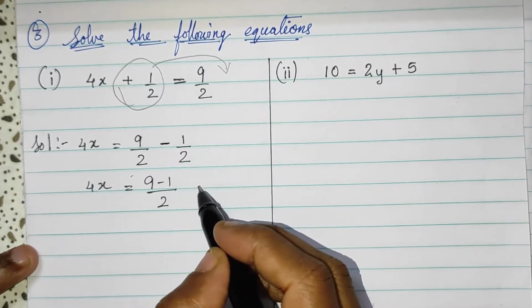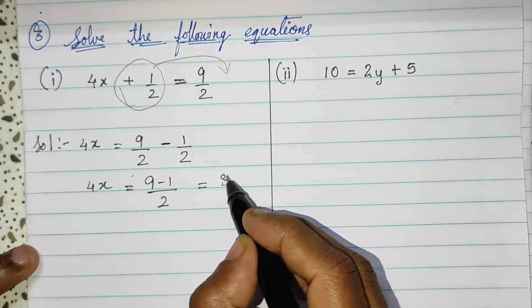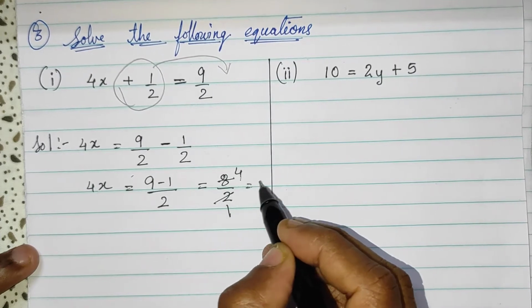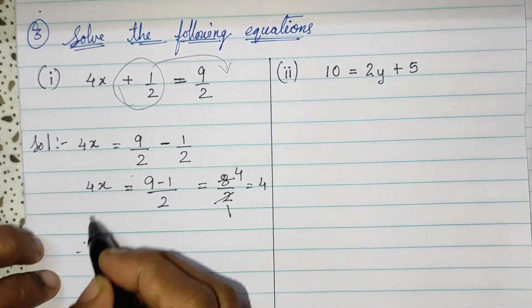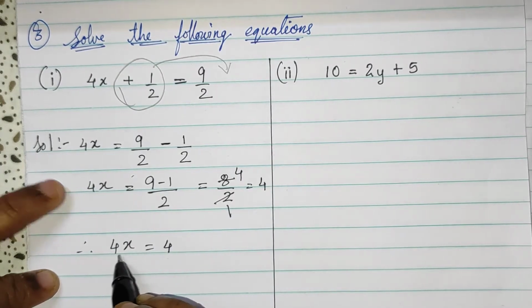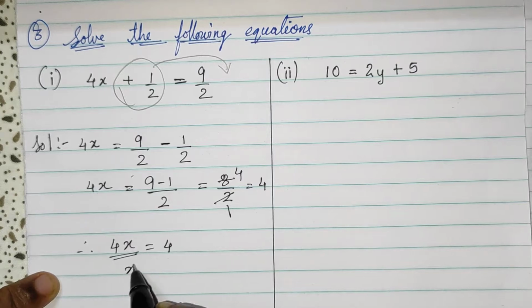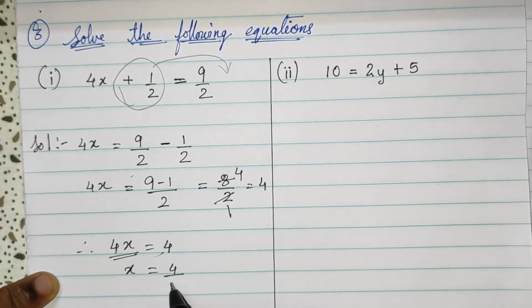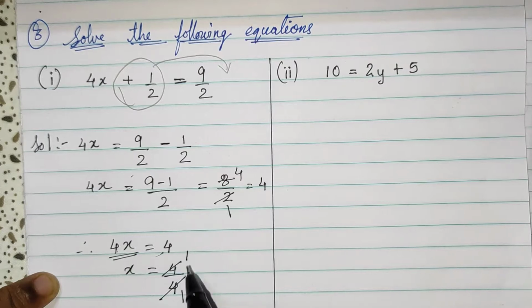Both the denominators are equal. So 8 upon 2. Then 2 ones are 2, 2 fours are 8. So finally 4. That means you have 4x equals to 4. So now here it is multiplication. So x is equal to, this 4 will come down here. So 4, this 4 will come here in the denominator. So 4 ones are 4, 4 ones are 4. x equals to 1.